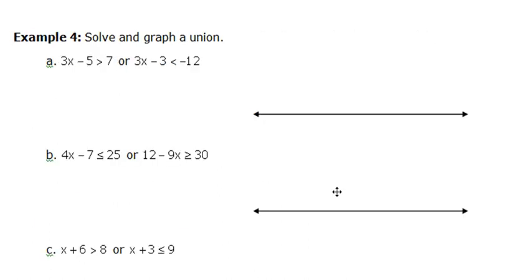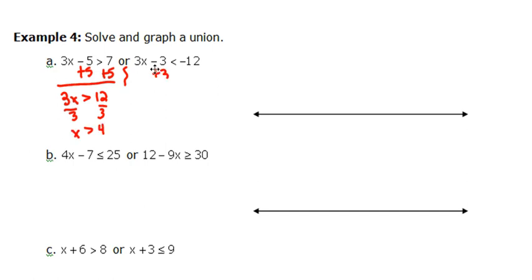Now, for OR inequalities, there's no special way to write these. They're always going to have an or in between. So you literally just solve them separately and then graph them on the number line. So this one I add 5. I get 3x is greater than 12. Divide by 3. And I get x is greater than 4.